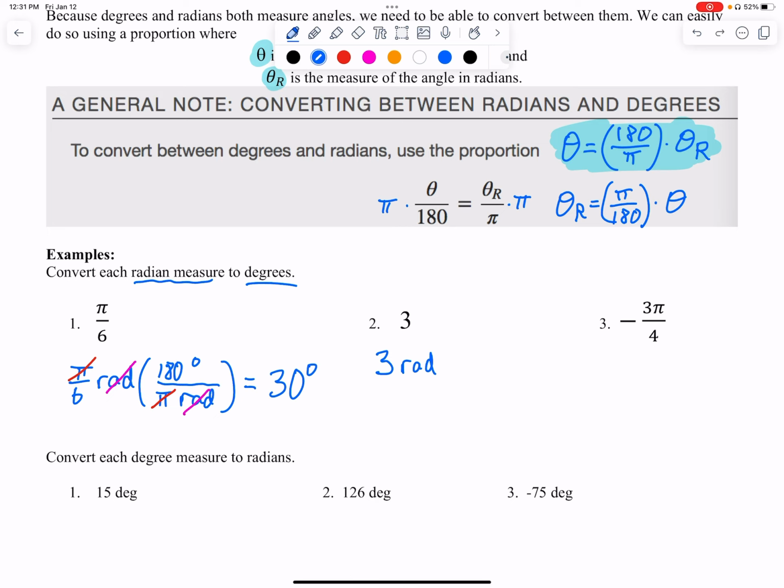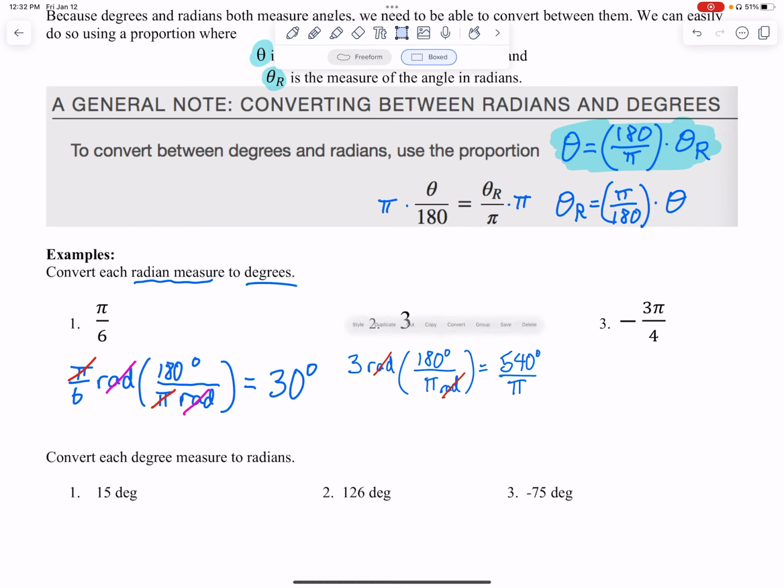Okay, so number two, even though it may not feel like it's radians, they told us it was. Remember, the only time it's going to be degrees is if they tell us degrees or put the degree symbol. So this is 3. And then I know it's 180 over pi. The pi is going to go on the bottom because I want the radians to cancel. I guess I could write rad here. The radians cancel, and I'm left with degrees. All right, this becomes 3 times 180 is 540 over pi degrees. And we just leave it like that.